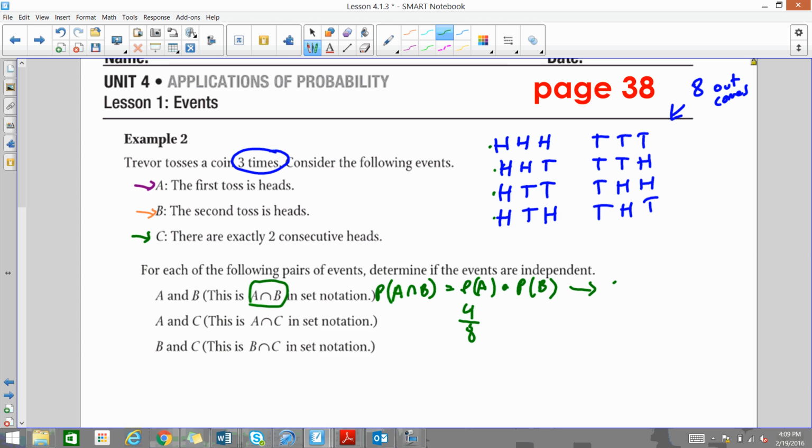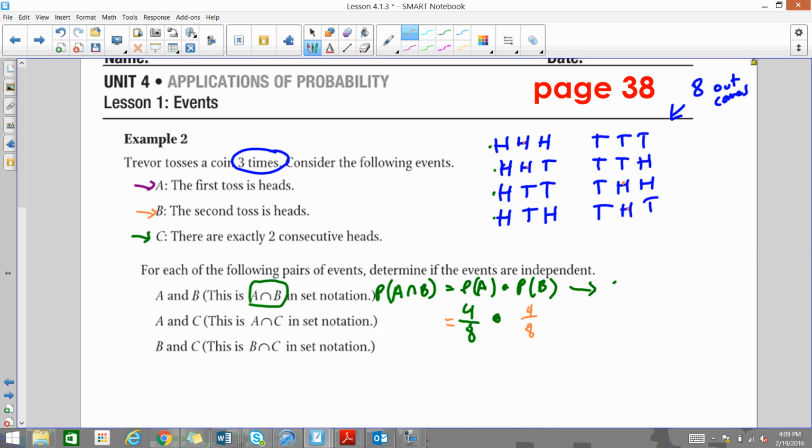Now B, the probability of B happening. B is the second toss is heads. Now that we have them listed, look at the second toss: 1, 2, nothing over here, TT, no. Oh, here we go, 3 and 4. So again, this is a 4 out of 8. That's my probability.